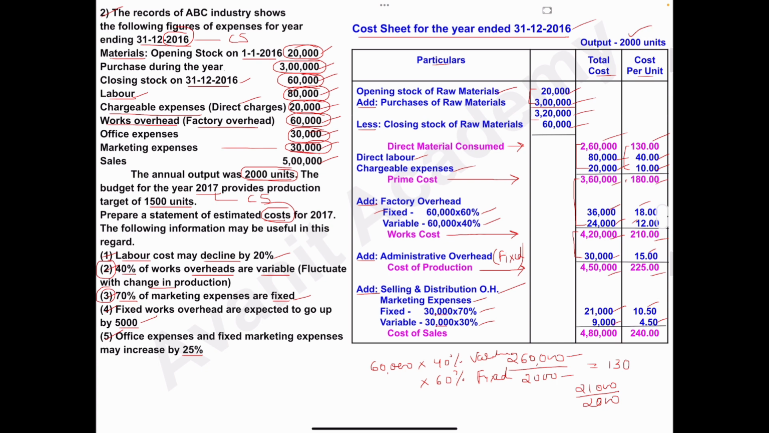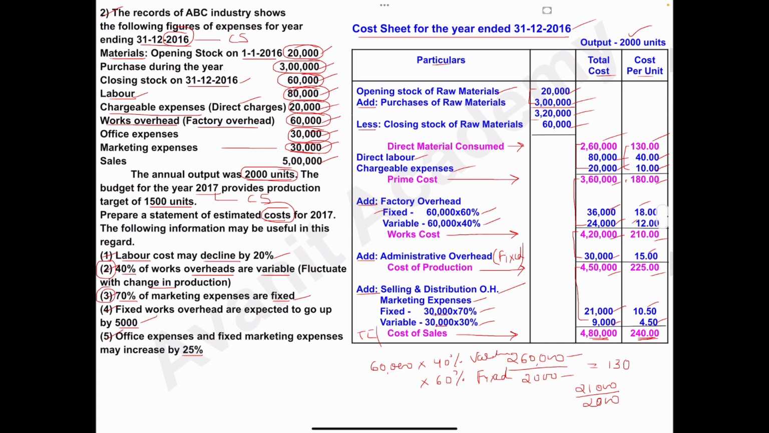Now add these three amounts: cost of production amount plus selling and distribution overhead amount. 4,50,000 plus 21,000 plus 9,000, and the total is 4,80,000. Per unit: 225 plus 10.50 plus 4.50, and the total is 240 rupees. This is called cost of sales or total cost.